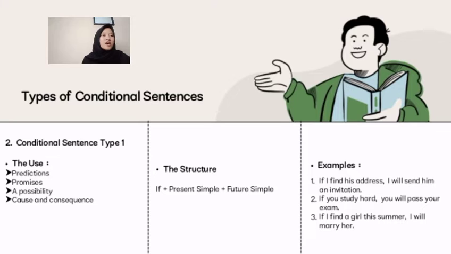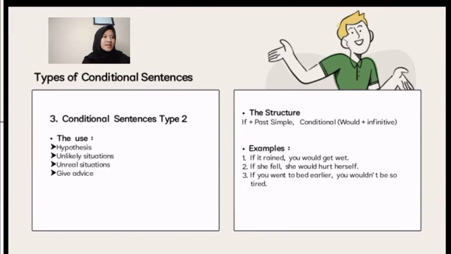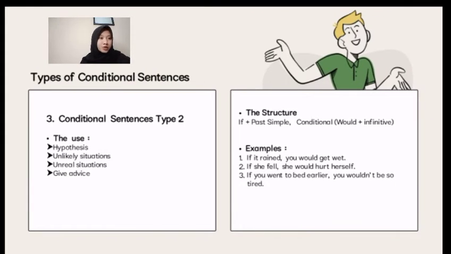Okay, so the next type of conditional sentence is conditional sentence type 2. The use of this type of conditional sentence is the first one to express hypotheses, and then the second one to express unlikely situations, and then the third one to express unreal situations, and the fourth one is to give advice. So this is unreal situations, and this is not real, it's not happen actually.